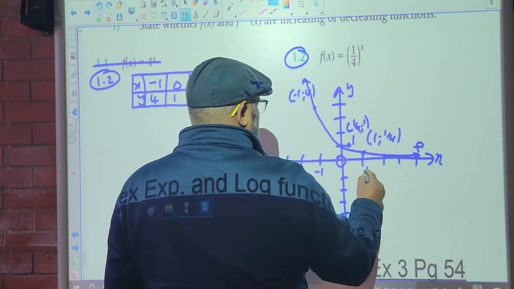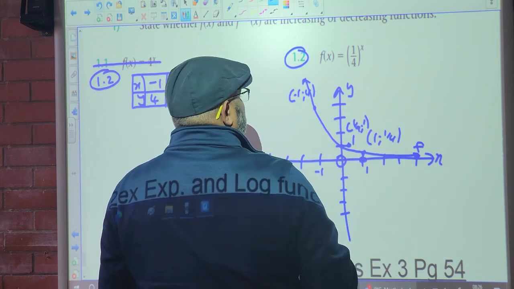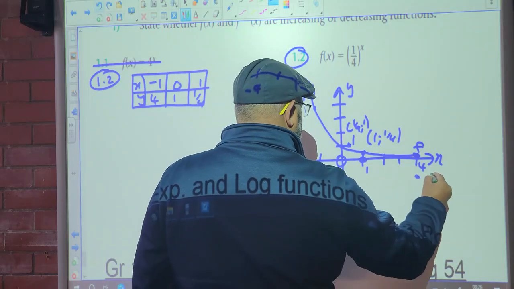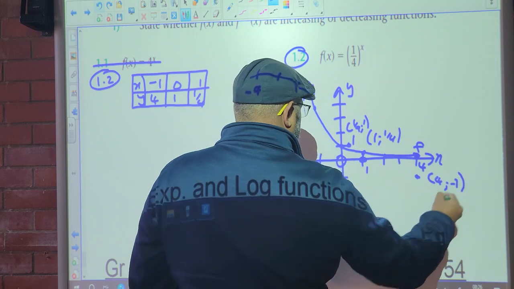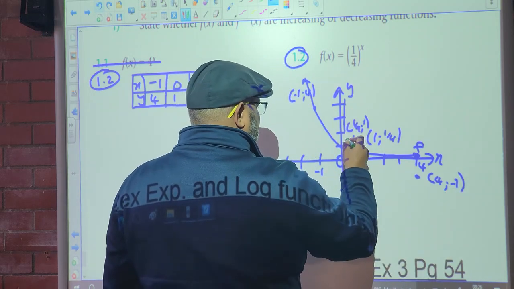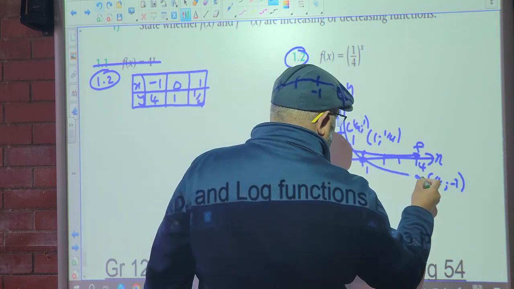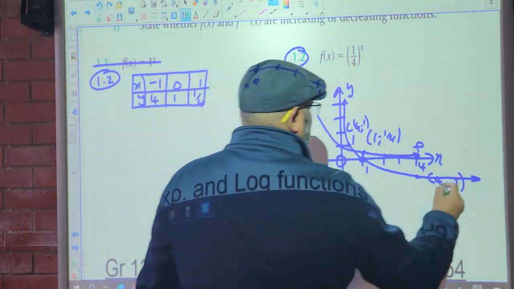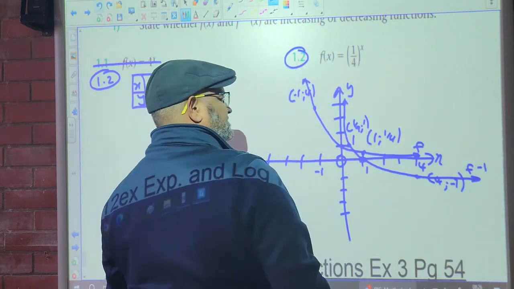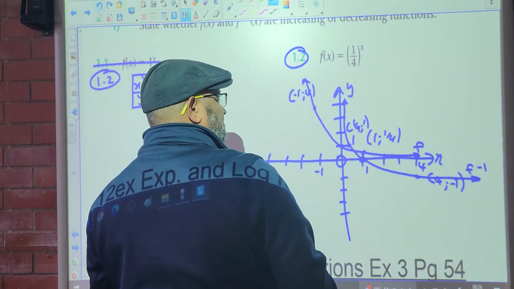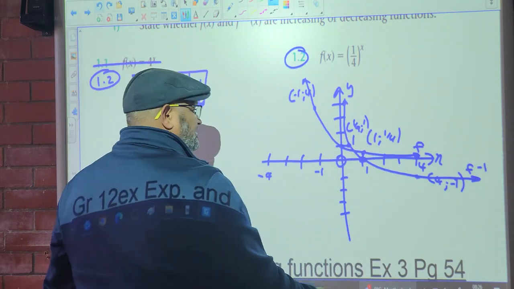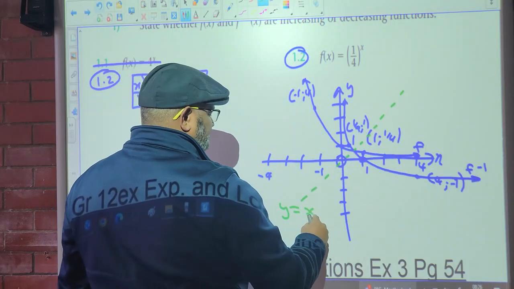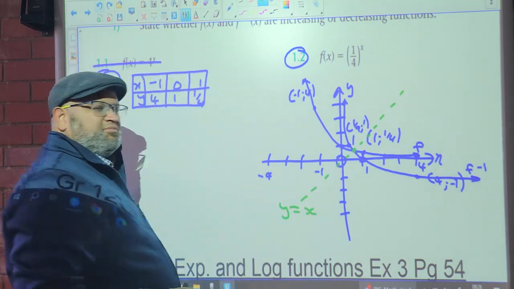1 and 0 becomes 0 and 1. And negative 1 and 4 becomes 4 and negative 1. Again, the x asymptote becomes the y asymptote. And this is the equation of the inverse function. And that's the graph of the inverse function. Then they ask you to draw in the axis of symmetry, which is the y is equal to x line. Make sure it's going through the point of contact.